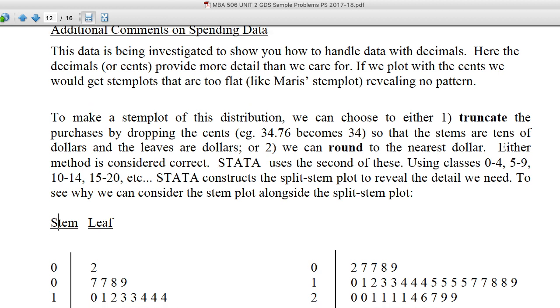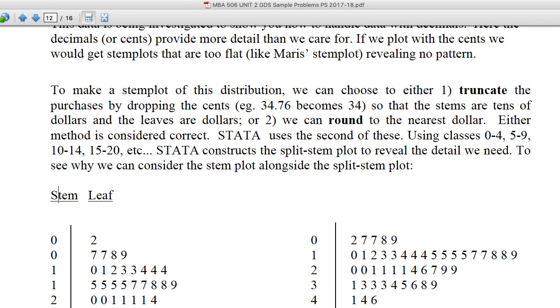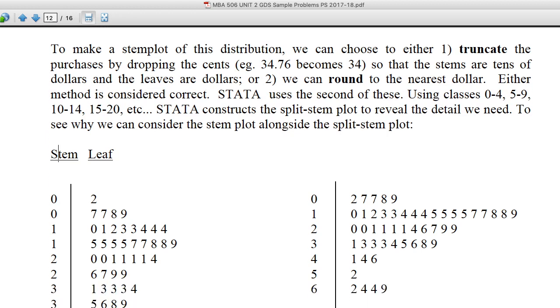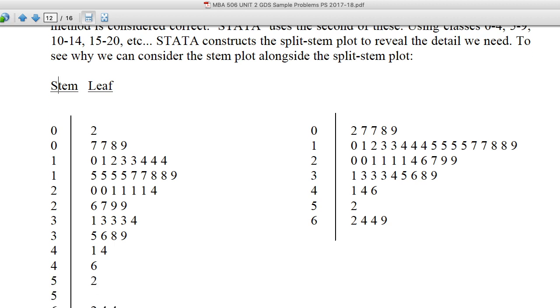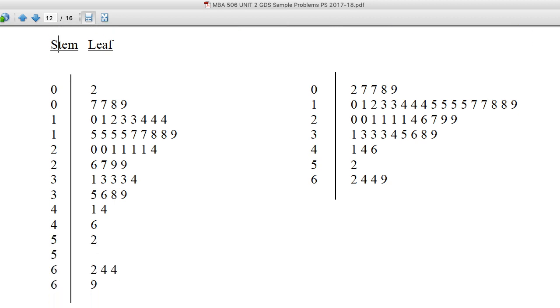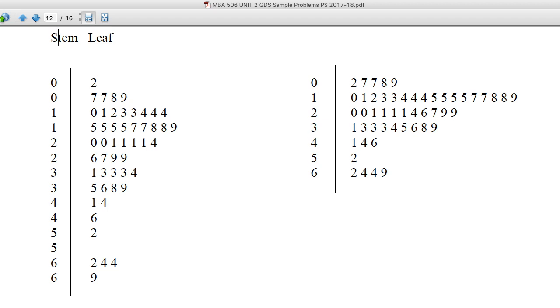Okay, so it says this data is being investigated to show how to handle data with decimals. Here the decimals or cents provide more detail than we care for. If we plot with the cents, we would get stem plots that are too flat, like in the example with the baseball players, revealing no pattern. To make a stem plot of this distribution, we choose to either truncate or round. So we chose to round the data, and we got these results. And I drew the results this way, as a split stem and leaf plot.